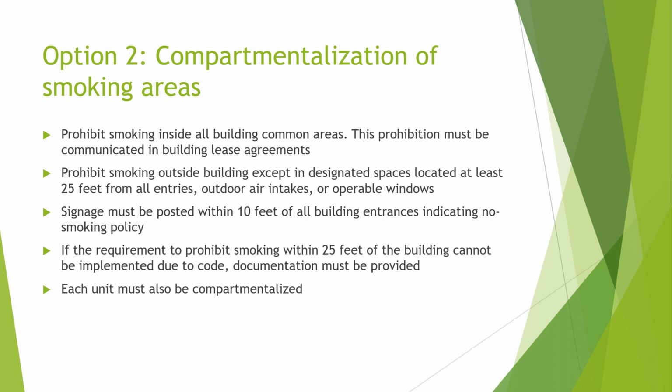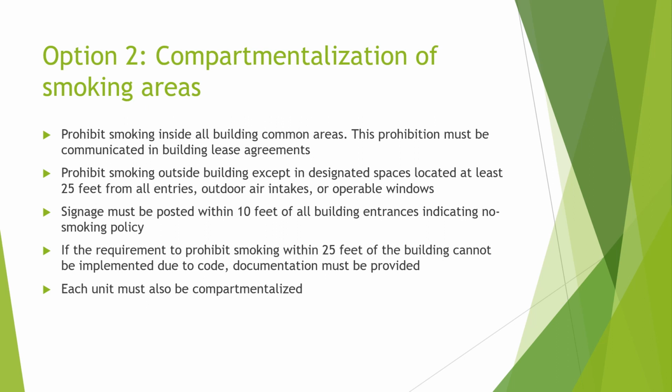For option 2, compartmentalization of smoking areas, smoking must be prohibited in all building common areas, and this prohibition must be communicated within the building lease agreements and disclosed in signage. And smoking must also be prohibited outside the building, except in designated spaces located at least 25 feet from all entries, outdoor air intakes, or operable windows.